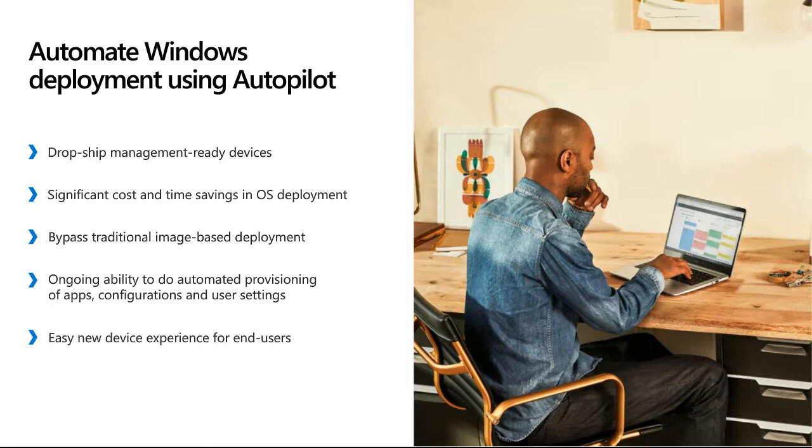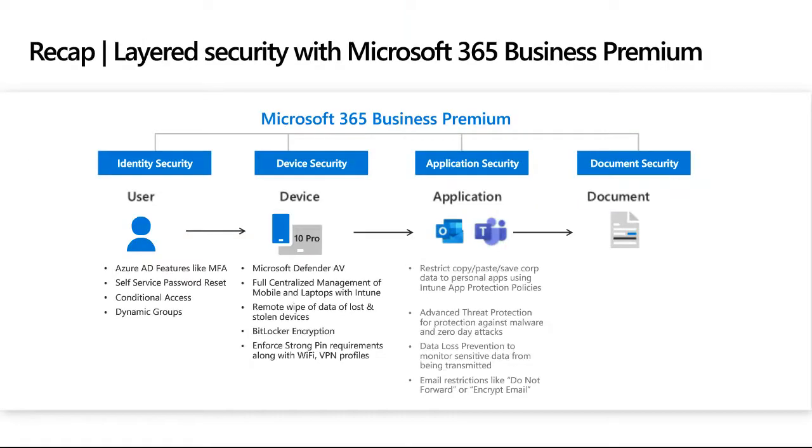And to recap, Microsoft 365 Business Premium brings together multi-layered security that is integrated with your productivity and collaboration tools so you can run your business from anywhere with peace of mind. There's protection across identity, device, application, as well as data. And starting with the user, we talk about protecting identity and access. For example, against lost or stolen passwords with multi-factor authentication, as well as controlling who can access your business data with conditional access.